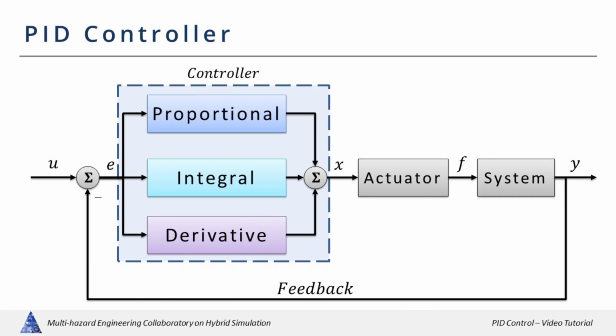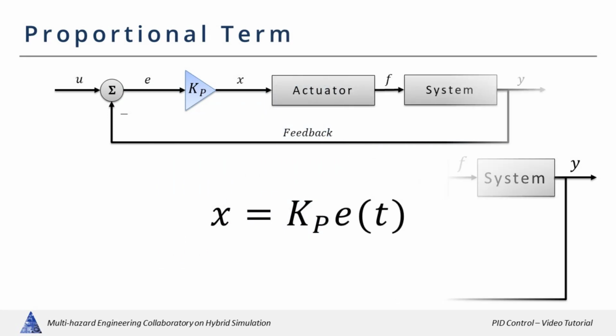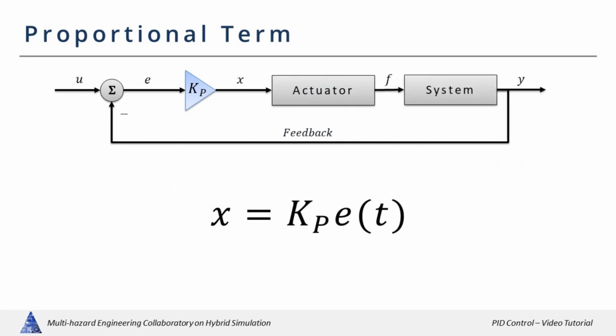The PID controller is the most used compensator or algorithm in control systems. PID is the acronym of the three mathematical terms of the algorithm: proportional, integral, and derivative. The proportional term depends on the difference between the input and output. Its gain determines the ratio of output response to the error signal. So the proportional output is the product of the gain and measurement error.